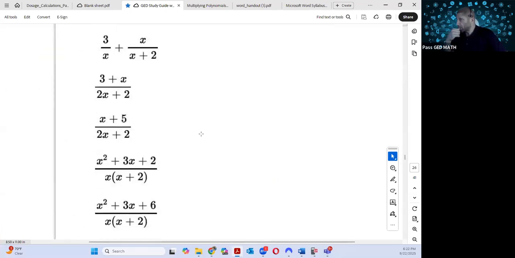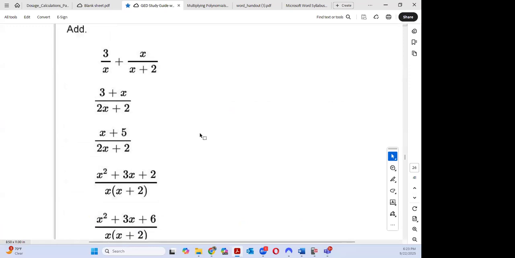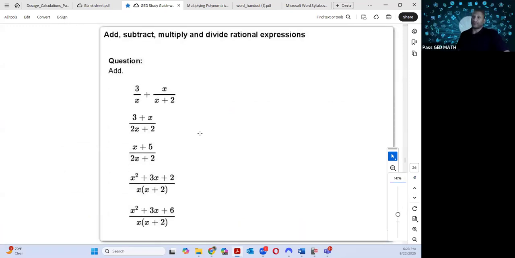Now, I got 3 emails this week about problems like this. So evidently, they must have put this back on the exam. Would anybody know how to do this problem? 3 over x plus x over x plus 2. Would anybody know how to do this problem? You're probably looking at this like I have. How many people are looking at this like, I have no idea?